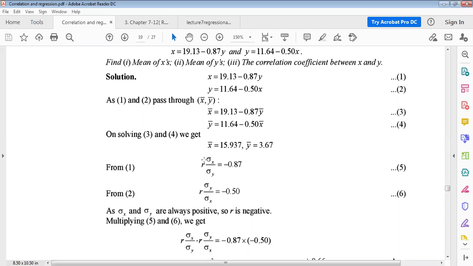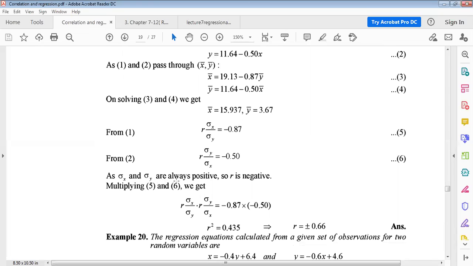First equation will give the regression coefficient on x, remember it, this is sigma x in the numerator, and for y sigma y will be in the numerator. This is the slope, and for x this is the slope. As sigma x and sigma y are always positive, so r is negative. Multiplying 5 and 6, we get r square equals to this, r equals to plus minus this.